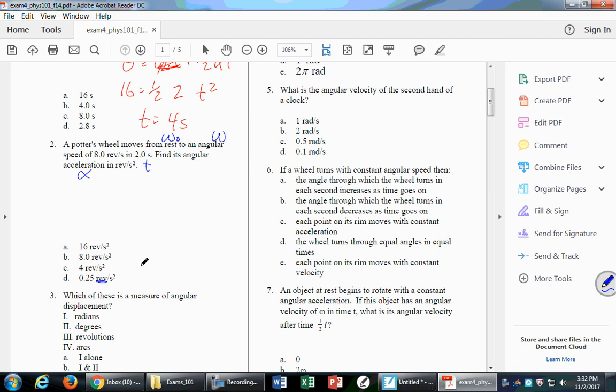So here, if I want to know angular acceleration, I'll say omega equals omega naught plus alpha t. 8 equals 0 plus alpha times 2. So alpha equals 4.